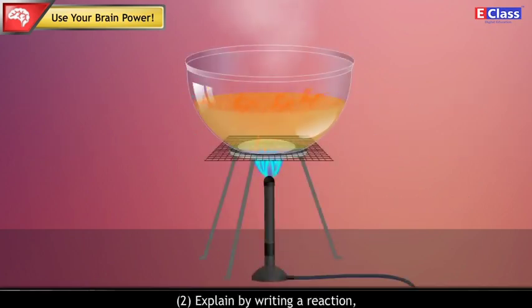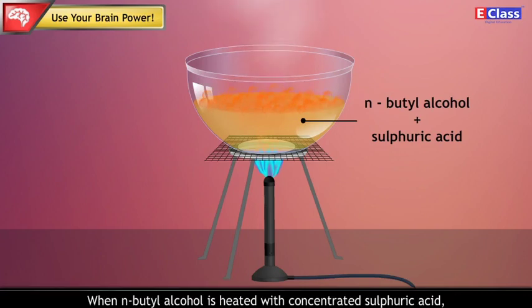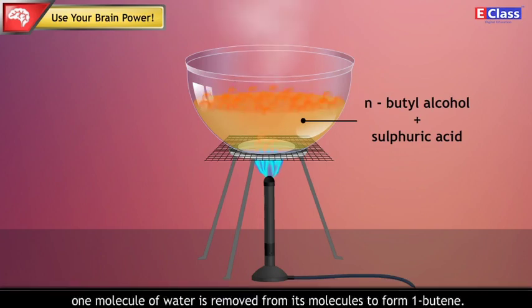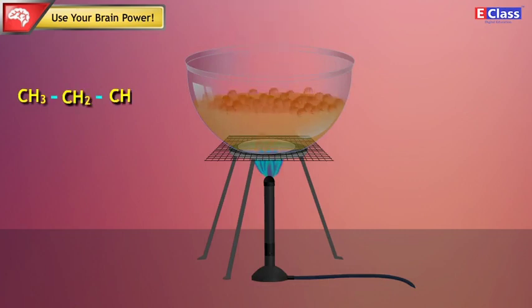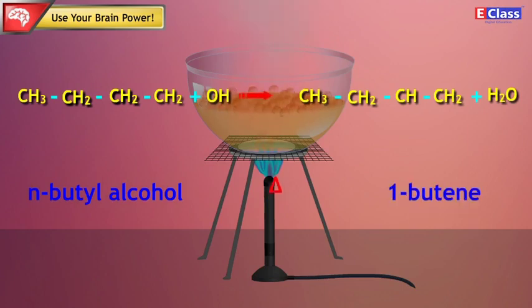2. Explain by writing a reaction which product will be formed on heating n-butyl alcohol with concentrated sulfuric acid. Answer: when n-butyl alcohol is heated with concentrated sulfuric acid, one molecule of water is removed from its molecules to form 1-butene. CH3CH2CH2CH2OH on heating with concentrated sulfuric acid gives CH3CH2CH=CH2 + H2O. n-butyl alcohol on heating with concentrated sulfuric acid gives 1-butene.